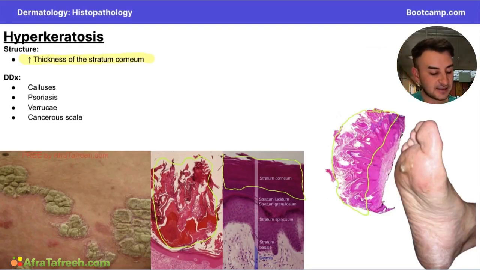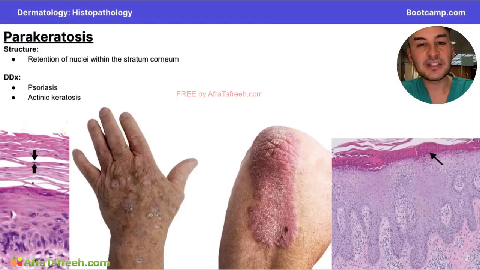We're going to see this in disease processes like calluses, psoriasis, verruca, and even cancerous scale. So be on the lookout for a very large stratum corneum, and that's going to be associated with very dry and crusty lesions. Now let's talk about parakeratosis, which is retention of nuclei within the stratum corneum.